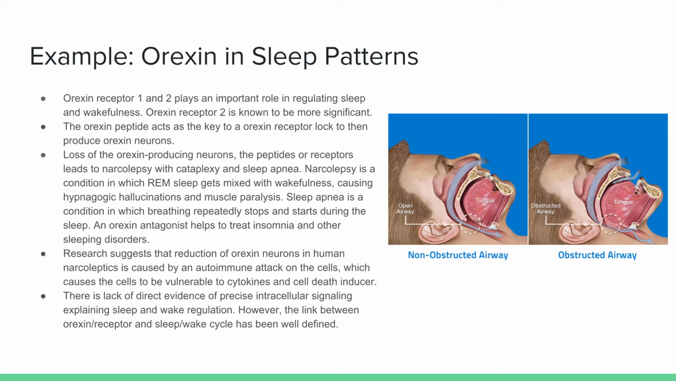Research suggests that reduction of orexin neurons in human narcoleptics is caused by an autoimmune attack on the cells, which causes the cells to be vulnerable to cytokines and cell death inducers. There is a lack of direct evidence of precise intracellular signaling explaining sleep and wake regulation. However, the link between orexin or receptor and sleep or wake cycle has been well defined.